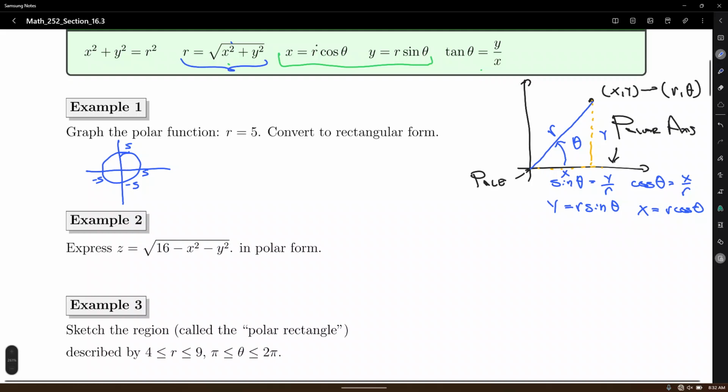So I'm going to use this relation here, and I'm going to substitute 5 equals the square root of x squared plus y squared. And then I'm going to square both sides to get x squared plus y squared equals 25. Does that look like the equation of the circle with radius 5?